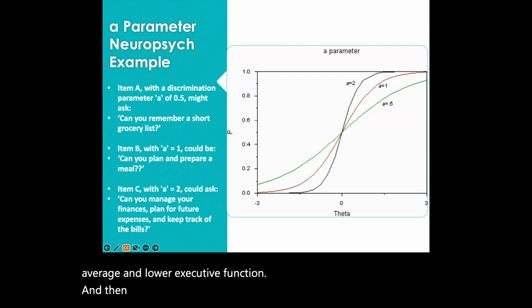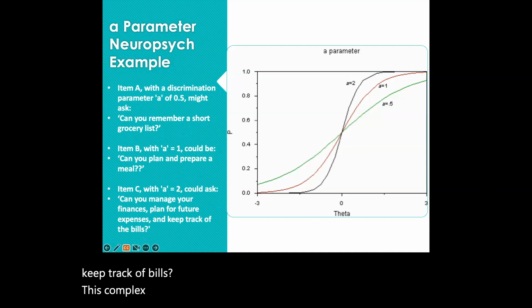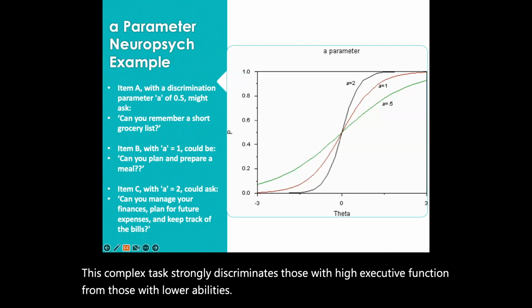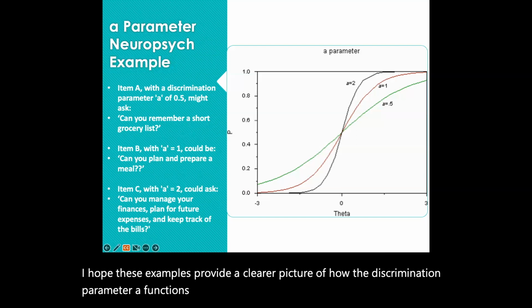And then we have item C, where A equals 2, and it states, can you manage your finances, plan for future expenses, and keep track of bills? This complex task strongly discriminates those with high executive function from those with lower abilities. I hope these examples provide a clearer picture of how the discrimination parameter A functions across various psychological domains.